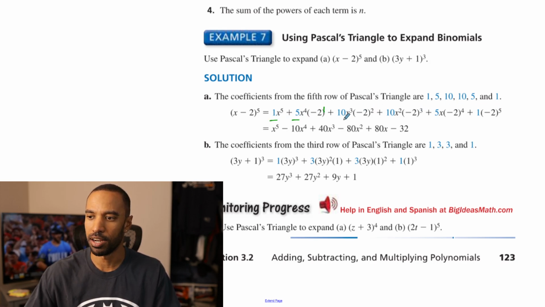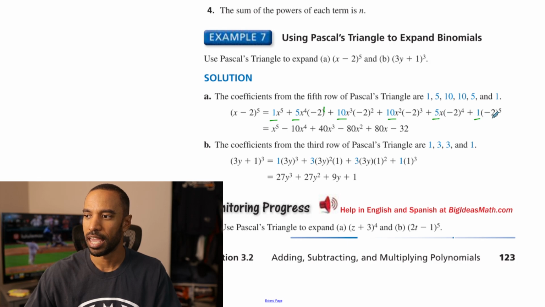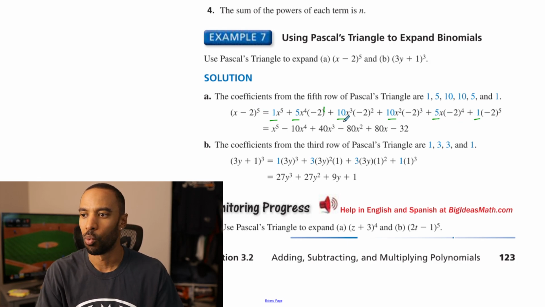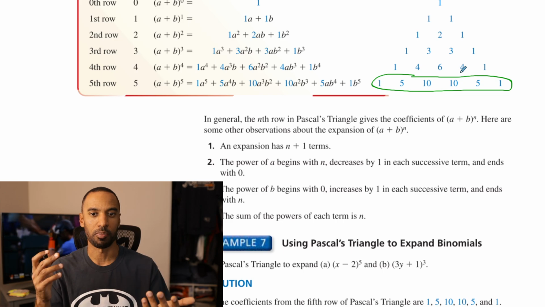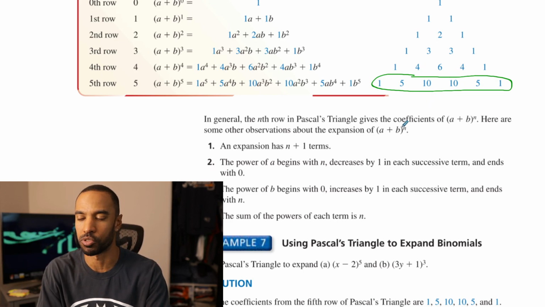What are the numbers in front? These are the coefficients in row 5 of Pascal's triangle: 1, 5, 10, 10, 5, 1. You can see right here. I might have to draw it for us and have it just on the spot and ready, or they might have it provided for us, but those are the coefficients.